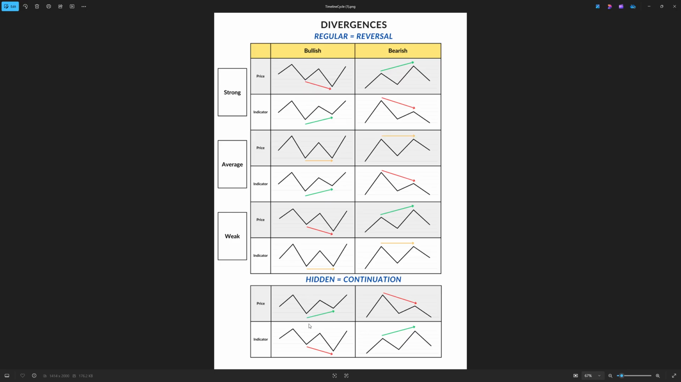Now, if you study these in detail, you can see that, for example, the bullish version shows that the lows of price are getting higher, but the indicator is still showing downwards momentum. Okay? And what this usually shows is that the bullish trend is going to continue. And we can see here the bearish example where price is making lower highs and the indicator is making higher highs. These are a little bit more difficult to understand at first, so I'll show you a chart example in a moment and it'll make it much more clear.